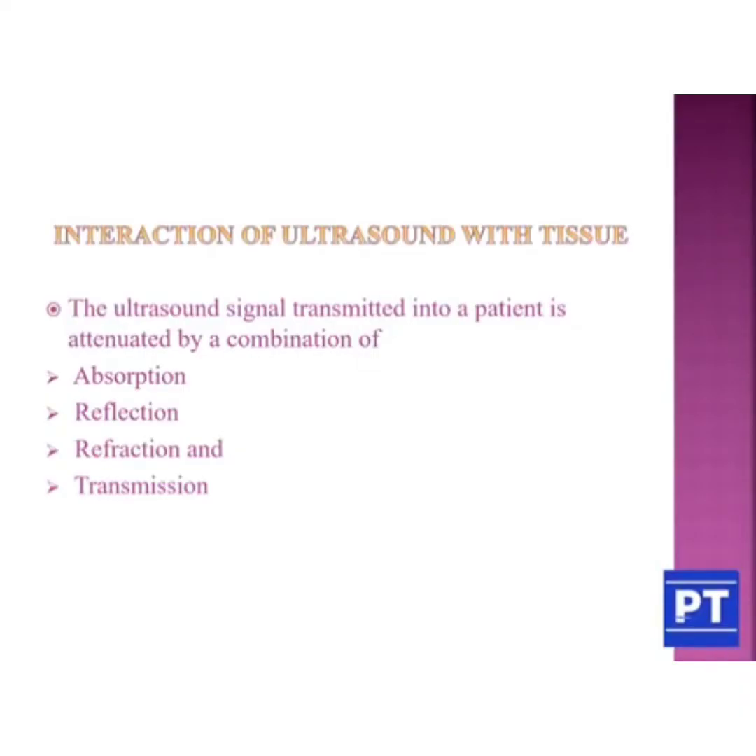Let us see the interaction of ultrasound with tissue. The ultrasound signal transmitted into a patient is attenuated by a combination of absorption, reflection, refraction and transmission. So, when sound waves transmit into the patient's body, as in the case of X-rays, the same principle is happening. That means attenuation is happening. The attenuation is formed by absorption, reflection, refraction and transmission.